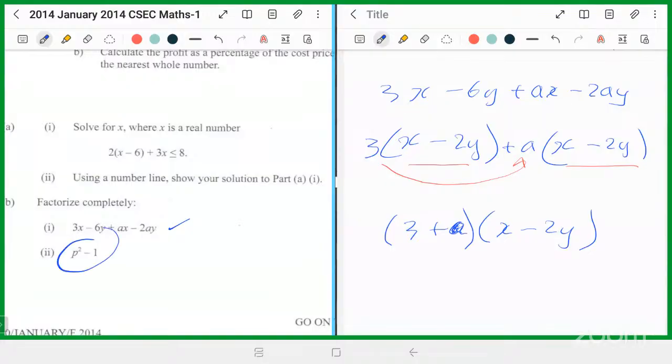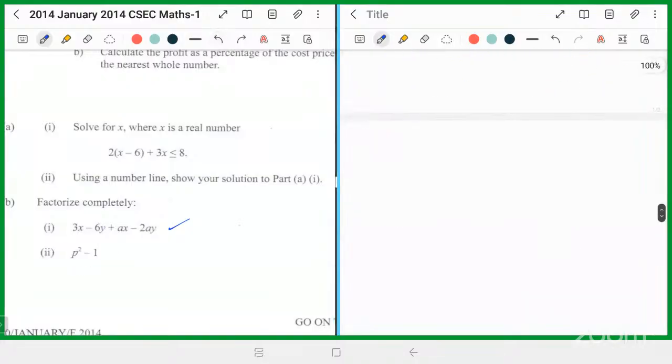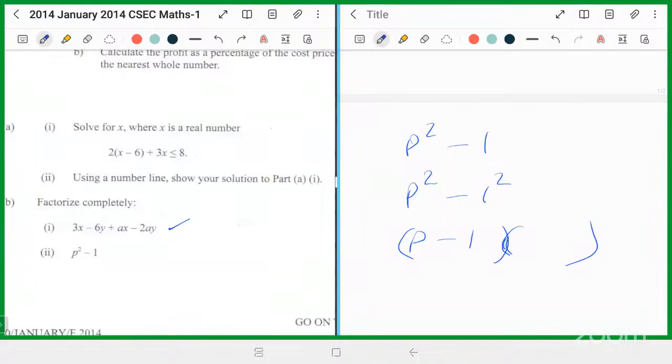And this one, that's just the difference of 2 squares. Because you have p squared minus 1. This one is the same as 1 squared. So it's p squared minus 1 squared. Difference of 2 squares. So it becomes p minus 1 times p plus 1. Done. That is it. P minus 1 times p plus 1.